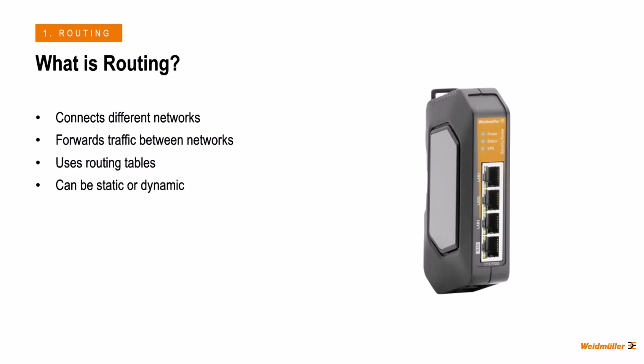Routing is the process of forwarding data between different networks. When a device wants to communicate with a device in another network, the router must know where to send the traffic. To do this, a router uses routing tables that contain information about reachable networks and the paths to those networks. Routes can be configured manually or learned automatically.